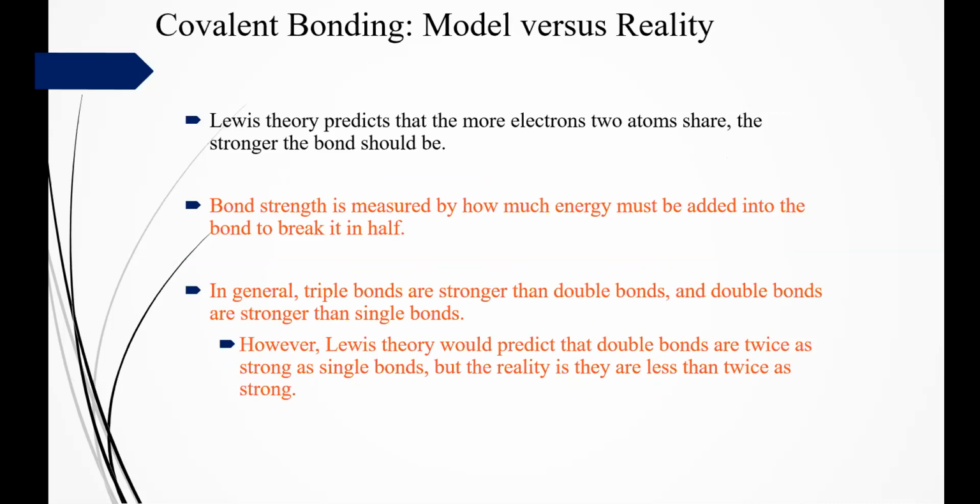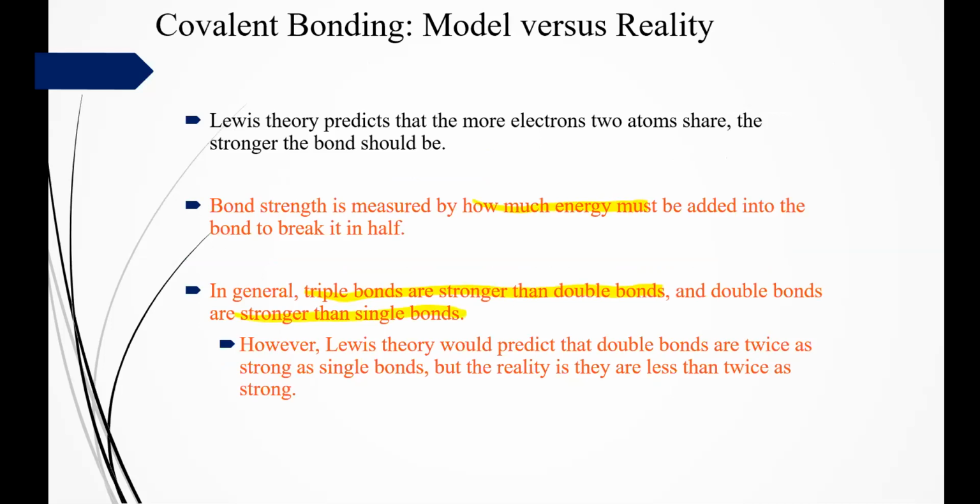Lewis theory also predicts that the more electrons two atoms share, the stronger the bond should be. If we measure the bond strength by how much energy must be added to break it in half, we can see that triple bonds are stronger than double bonds, and double bonds are stronger than single bonds.